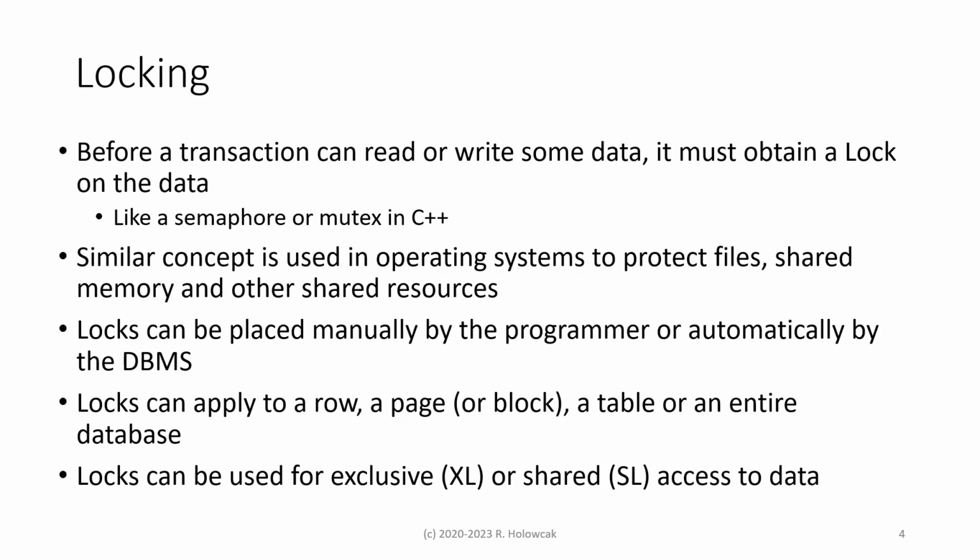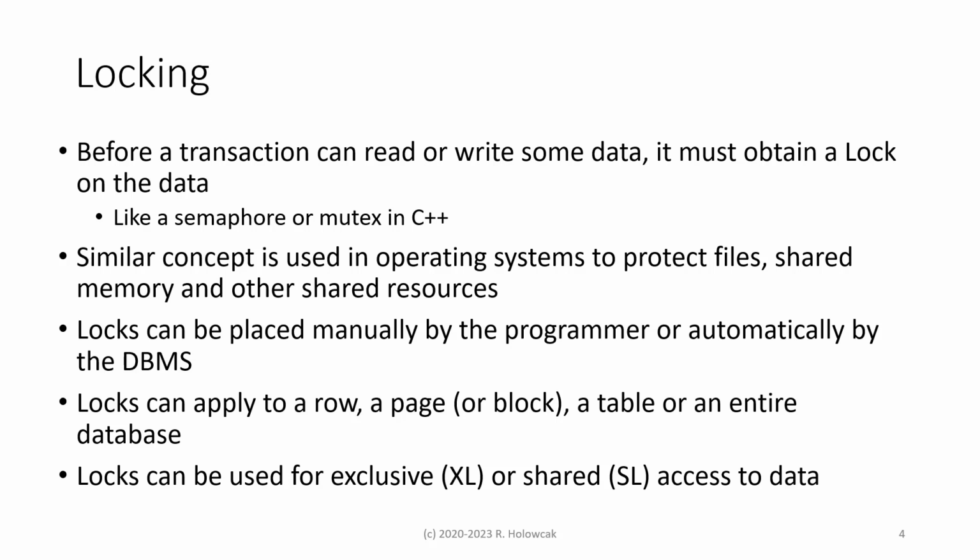The second characteristic is called lock granularity, and it asks the question, what is being locked? Locks can apply to a single row or record in a database table. It can apply to a page, or what is sometimes called a block, which is a collection of records. A lock can be applied to an entire table, or to an entire database. Most database management systems will lock a page or a block of data at a time.